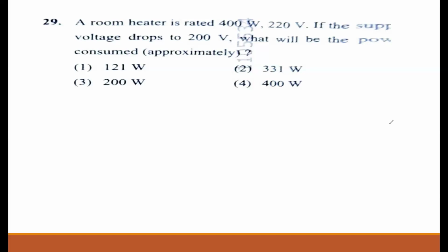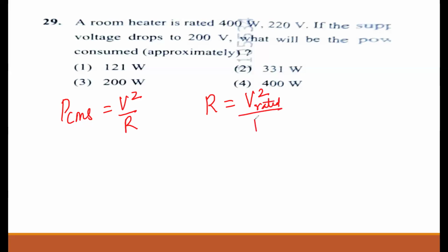Now here we have a room heater which is rated at 400 watts, 220 volts. But we have the supply voltage dropping to 200 volts. So what is the power consumed? See, the rated power is given, that is 400 watts with a voltage rating of 220 volts. But the consumed power we have to calculate. Power consumed is equal to the supply voltage V squared by the resistance. But the resistance of the heater will be constant. So the resistance would be nothing but V squared, the rated voltage, by the rated power.